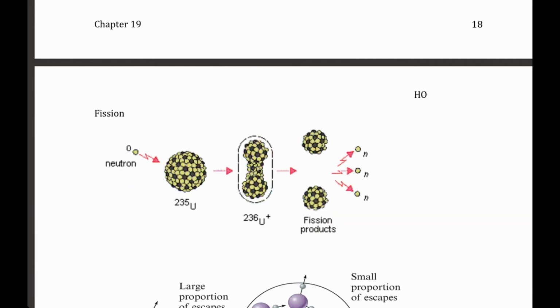So this diagram is showing you just a fission reaction again with uranium getting hit by a neutron. That neutron sets off the nucleus to elongate. It makes it unstable. It eventually breaks down.